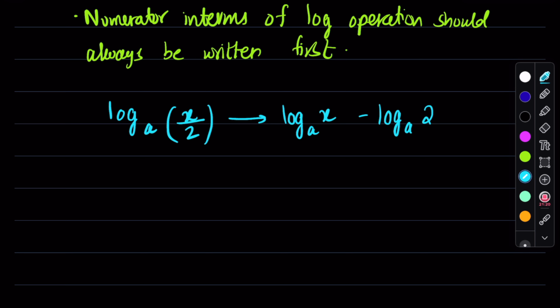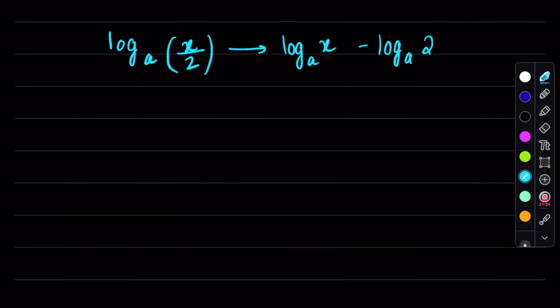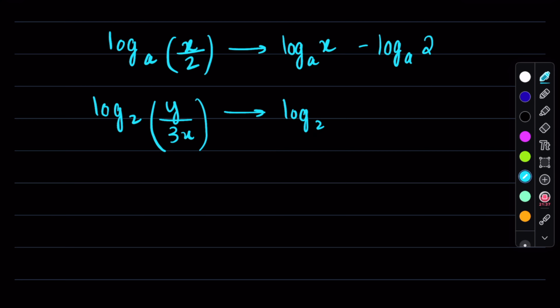Okay, well, that was quite easy. Let's take a look at another question. Log with the base of 2 argument of y upon 3x. Okay, so it becomes log with the base of 2 argument of y negative log with the base of 2 argument of 3x. Well, if I leave this question as is, will it be all right?